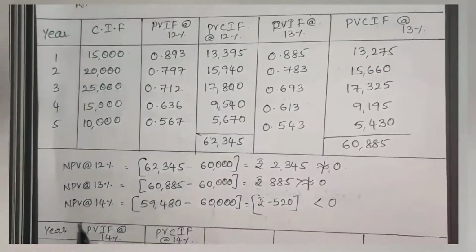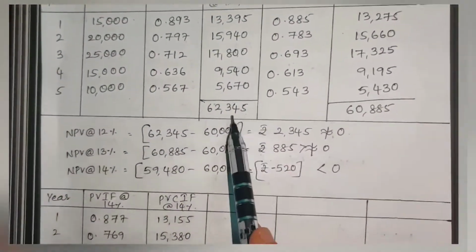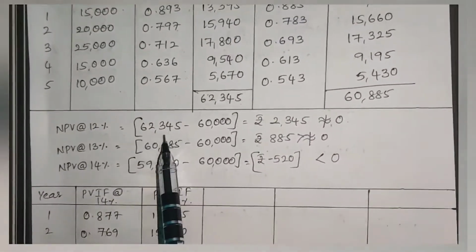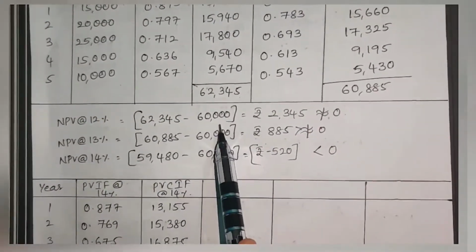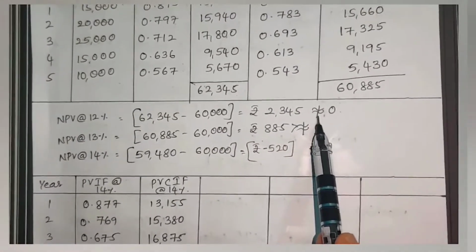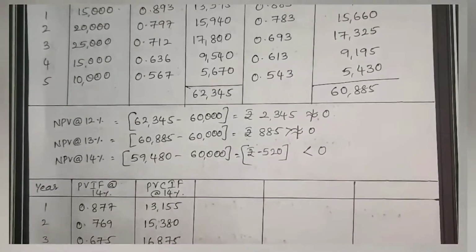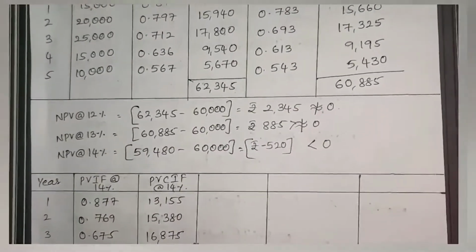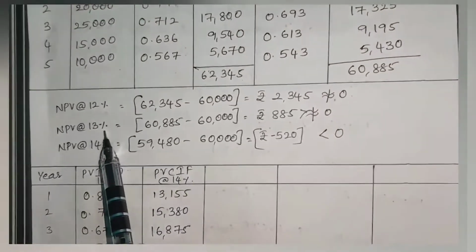So at 12%, NPV is equal to present value of cash inflows minus cash outflows. That is 62,345 minus 60,000. So I got 2,345 rupees, which is not equal to 0. So I am going to the next interest rate, that is 13%.